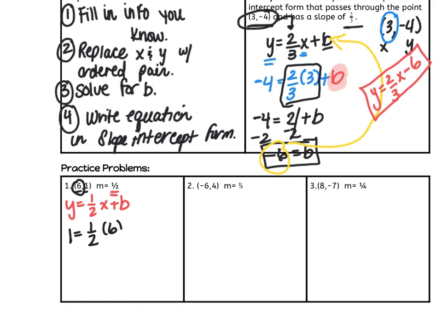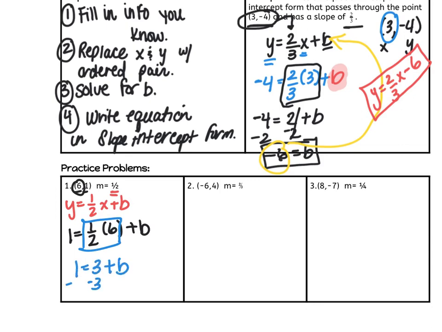So I'm going to put 6 where x is. Remember, you're multiplying those two. And then plus b. As I go to solve, I'm going to start by multiplying. I know that 1/2 times 6 is 3. So I'm going to have 1 equals 3 plus b.